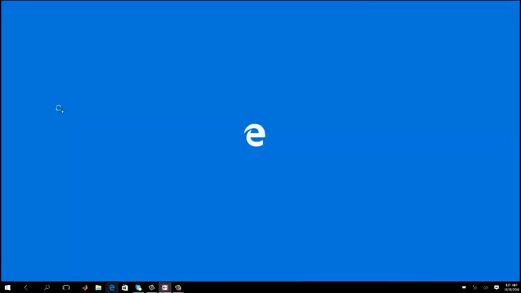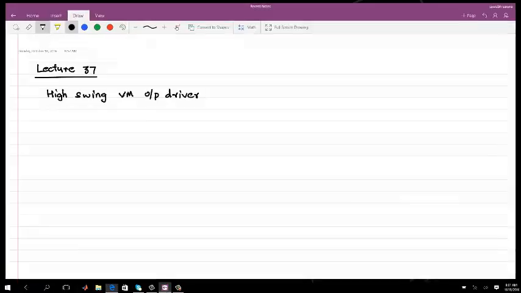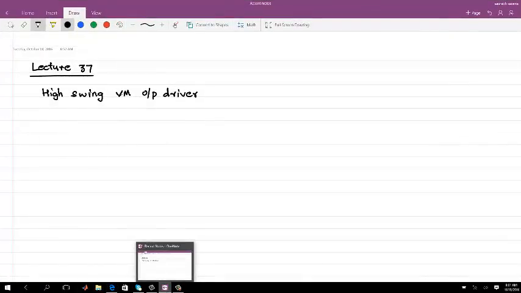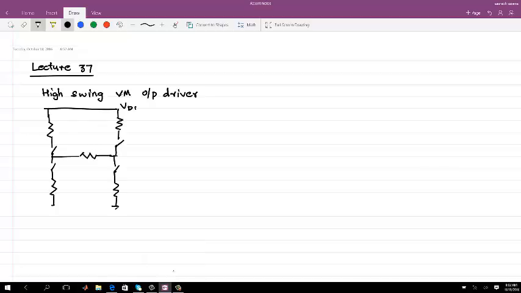And the simplified diagram for that output driver was this. This is VDD, and this was the output driver. And we said that if we want a low swing, what we can do is have another resistance with a switch.